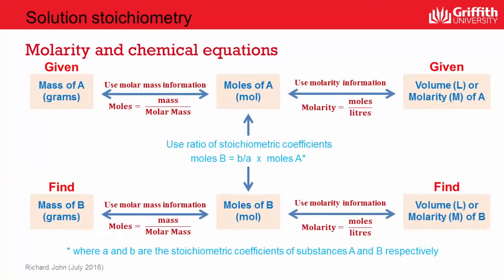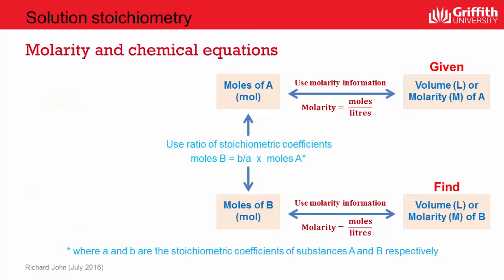So we would go to a diagram like this, and what's relevant here is just the right-hand side of this diagram. We've been given information of volume and molarity about silver nitrate, and we've been asked to find information about magnesium chloride. Specifically, we've been asked to find the volume. So we're going to start with the volume and molarity information for silver nitrate. We're going to use our molarity information to calculate the moles of silver nitrate.